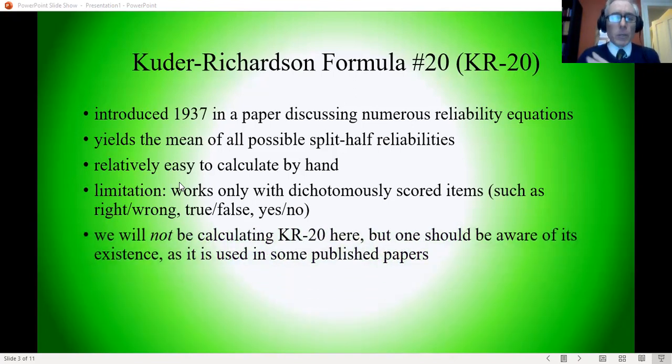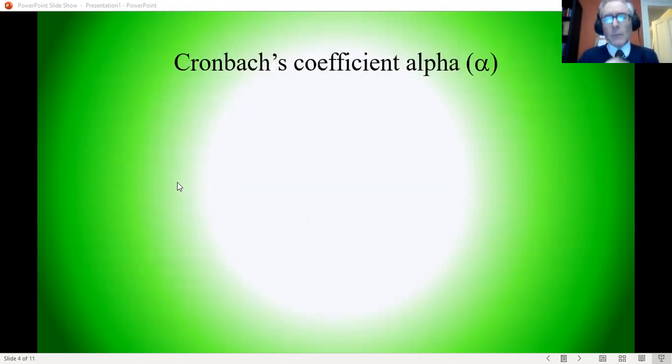We won't actually be learning to calculate KR20 here, but you should be aware that it exists because you do see it used. And so you'll be reading a paper, in a journal somewhere, and the authors will say, the reliability of the test, based on Kuder-Richardson Formula 20 was acceptable, or they'll just put KR20 equals 0.88 or something, and you're supposed to know what that means. Our main event is Cronbach's alpha.